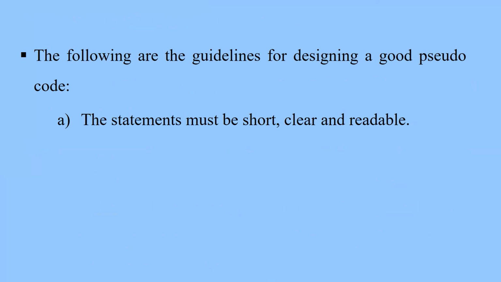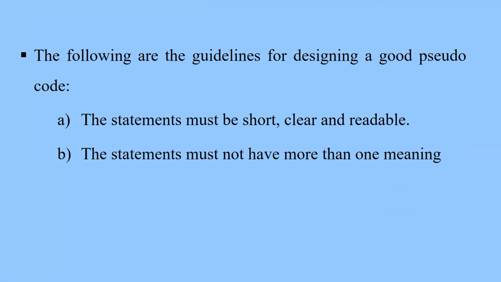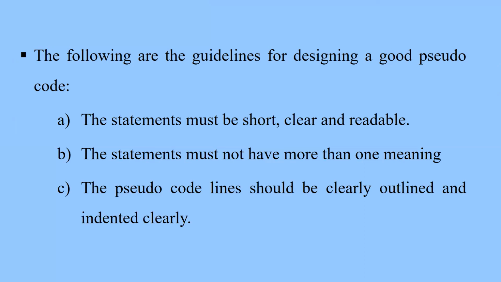Number one, the statements must be short, clear, and readable. You don't write paragraphs in a pseudocode. You just write simple, short, readable, and clear statements, as I am going to show you in this presentation. Secondly, the statements must not have more than one meaning. They should not be ambiguous. They should be clear, straightforward statements that have only a single meaning, so that every person who reads them will know exactly what is intended.